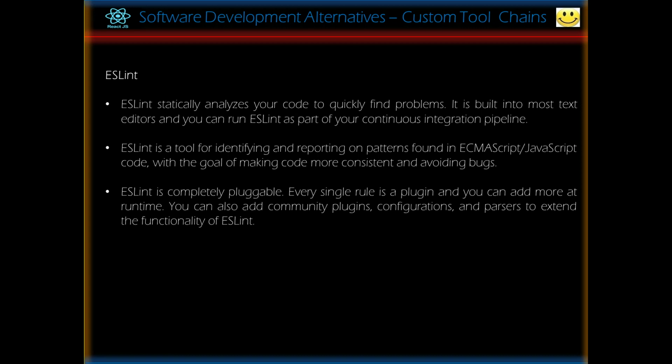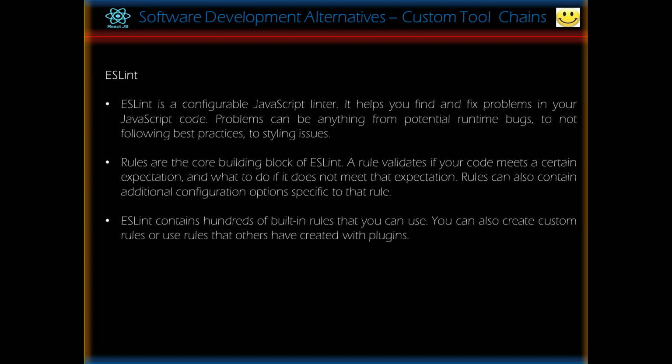ESLint is completely pluggable. Every single rule is a plugin and you can add more at runtime. You can also add community plugins, configurations, and parsers to extend the functionality of ESLint. ESLint is a configurable JavaScript linter. It helps you find and fix problems in your JavaScript code. Problems can be anything from potential runtime bugs to not following best practices to styling issues.